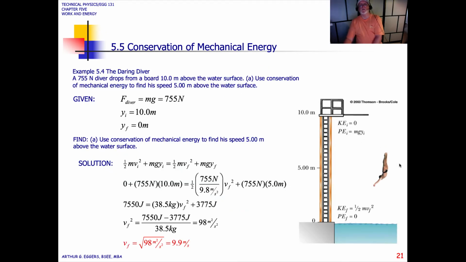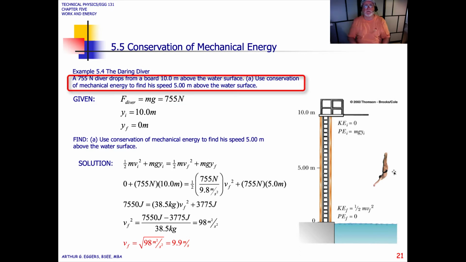So let's look at one here, one that we're going to break apart in pieces. It may look complex, but when we take it apart, you'll see that we can really do a stop action on this. So we've got a 755 newton diver who drops from a board 10 meters above the water surface. They want us to use conservation of mechanical energy to find his speed 5 meters above the surface of the water. So it's kind of like running a newsreel and stopping it.